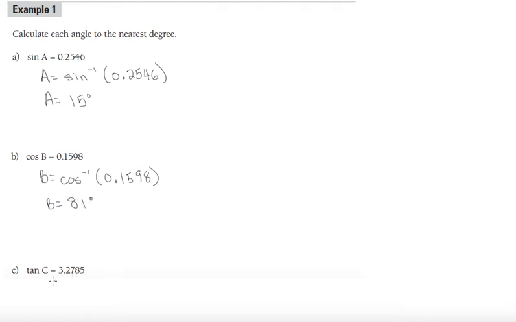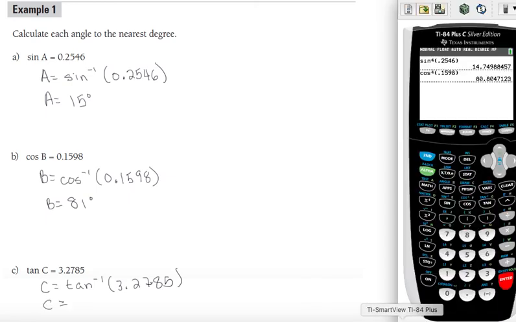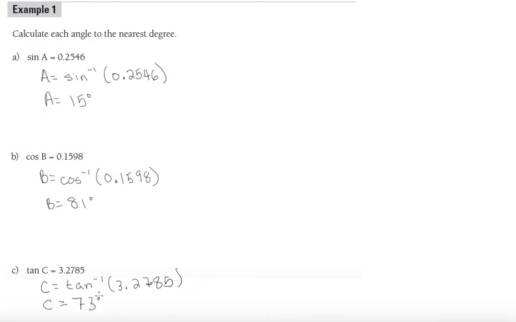And our last one, we've got the tan of C is equal to 3.2785, so C is equal to the tan inverse of 3.2785. I'm going second function tan inverse of 3.2785, and this one is 73.0, so it's just going to be 73 degrees. And that's how you find angles using your inverse functions.